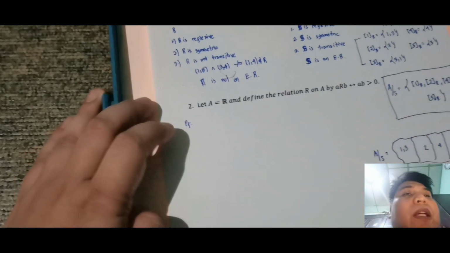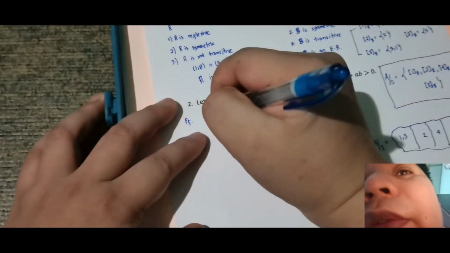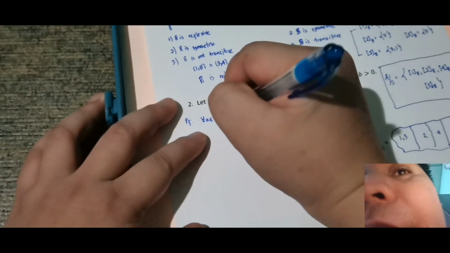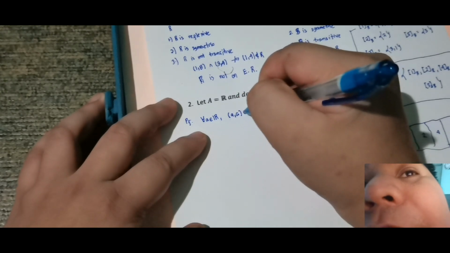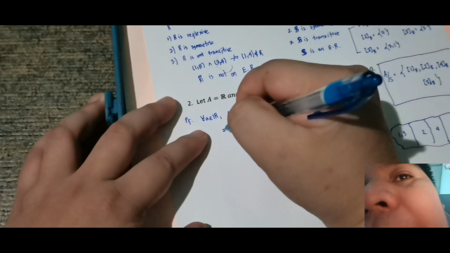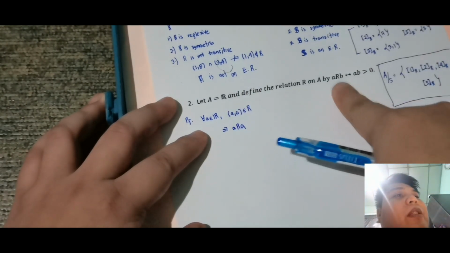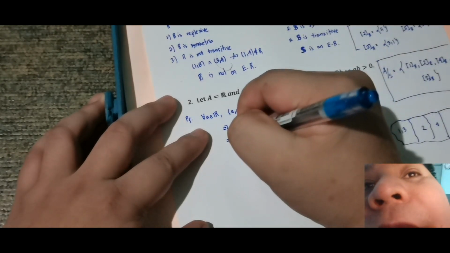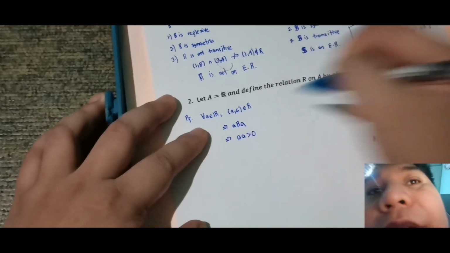So, test for reflexive tayo start. So, for all A element of real number, (A, A) is an element of R. So, this implies that A is related to A. Okay, then but that by definition of R, ano yung definition of R? This implies that A times A must be greater than 0.